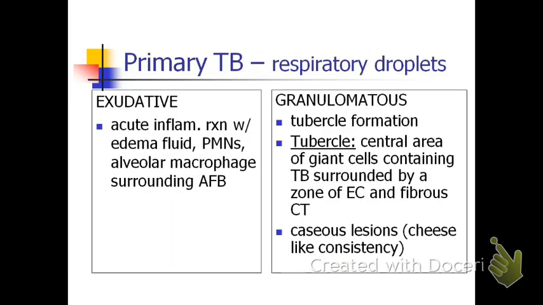So, the exudative lesion is characterized by acute inflammatory reaction with edema fluid, neutrophils, and alveolar macrophages, and they try to surround the AFB or the acid-fast bacilli. Now, the granulomatous lesion is characterized by the presence of tubercle. So, a central area of giant cells containing TB surrounded by a zone of epithelial cells and fibrous connective tissue. So, the granulomatous lesion is also characterized by a caseous lesion, as I've shown you a while ago. So, it has this cheese-like consistency, as shown in the gross examination.